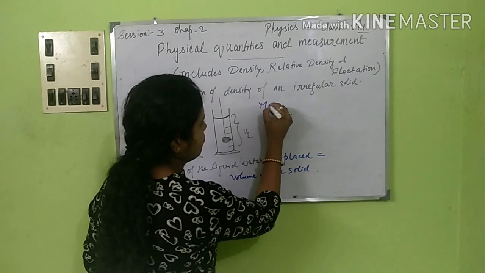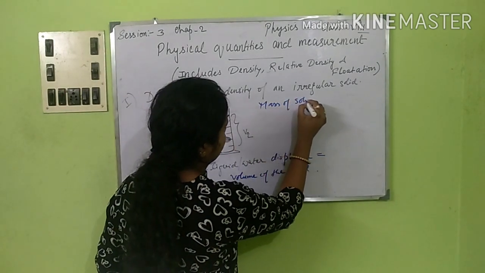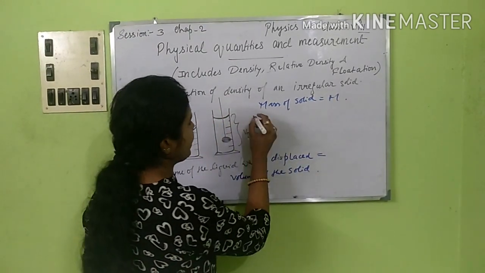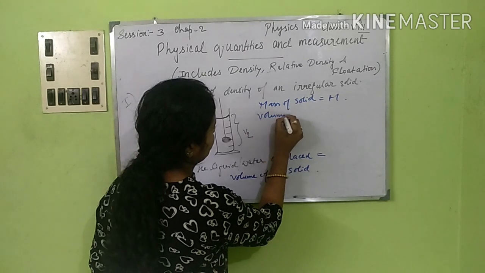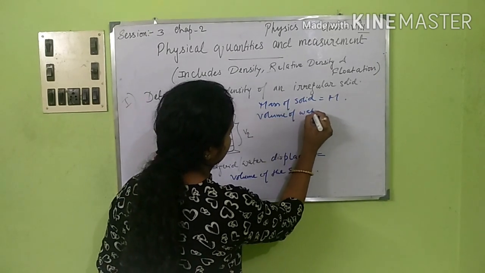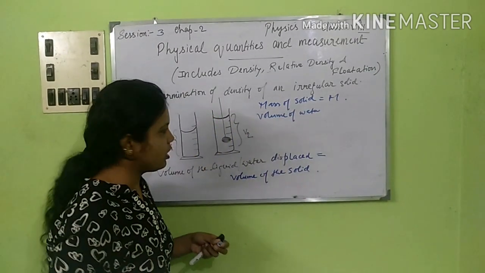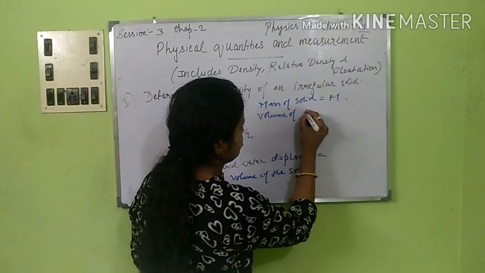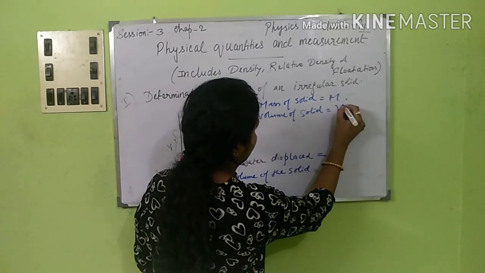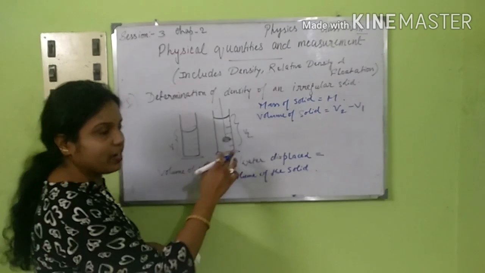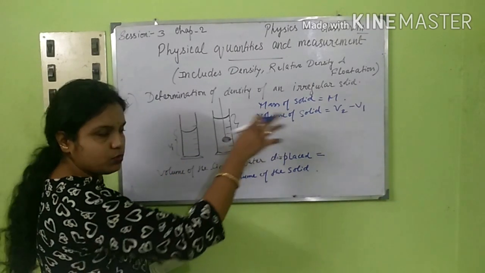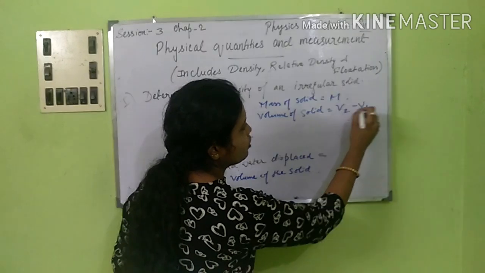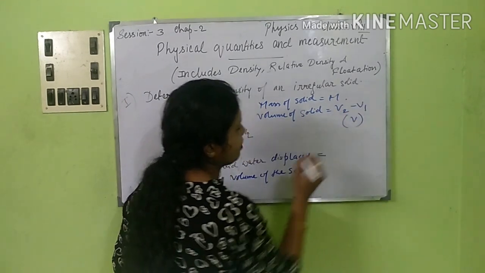Now as we know, mass of solid is equal to M. And since we are just talking of the volume of the solid here, we can find out the volume of the solid, which will be V2 minus V1. I'm not writing V2 and V1 anymore. I started writing that, but then I rubbed it and have written volume of solid directly. So this is equal to V2 minus V1. You can also take this as capital V.